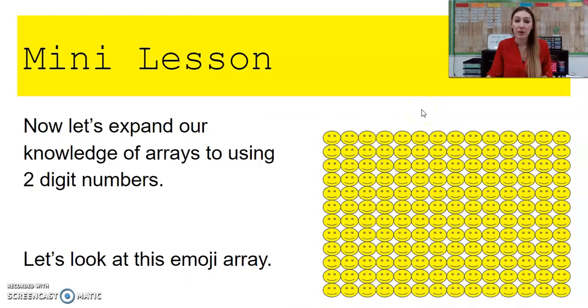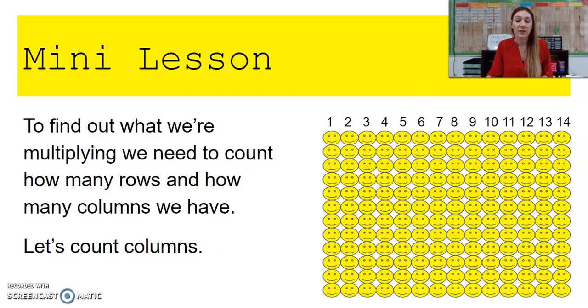Now let's expand our knowledge of arrays to using 2-digit numbers. Look at this emoji array. To find out what we're multiplying, we need to count how many rows and how many columns we have. Let's count columns. Remember, columns go up and down. They're holding up those buildings. So 1, 2, 3, 4, 5, 6, 7, 8, 9, 10, 11, 12, 13, 14.